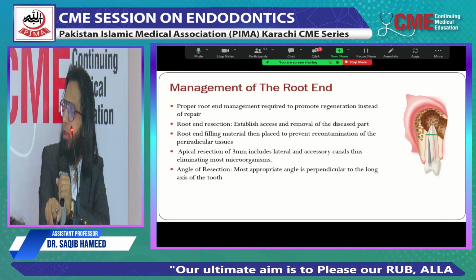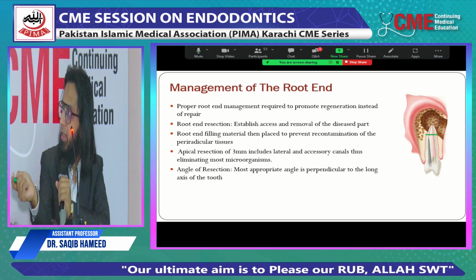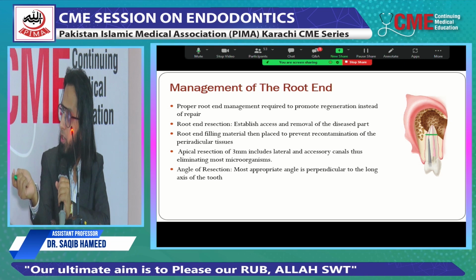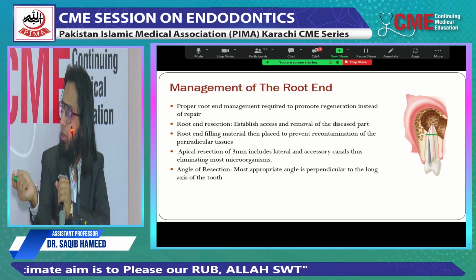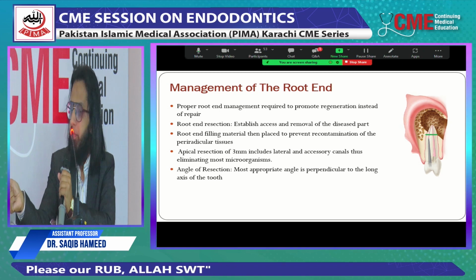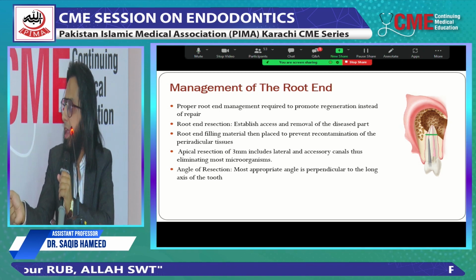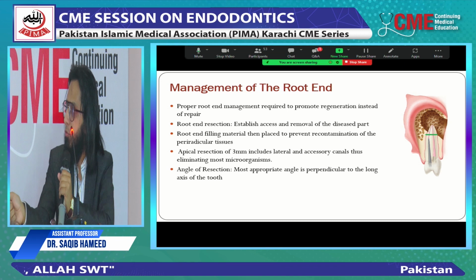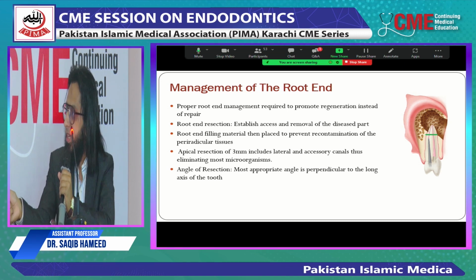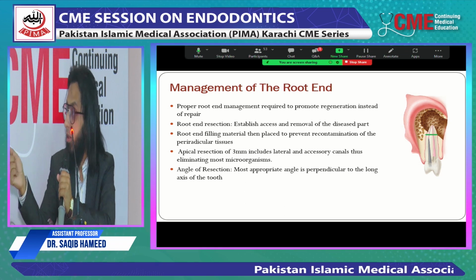So, management of the root end. We have gained access into the bone. We have removed the diseased tissue, diseased bone, and granulation tissue over there. Then we resect the apical part of the root, right? And once we resect it, we have to do something with the root as well. We have to place some medicaments. What do we do? Resection.